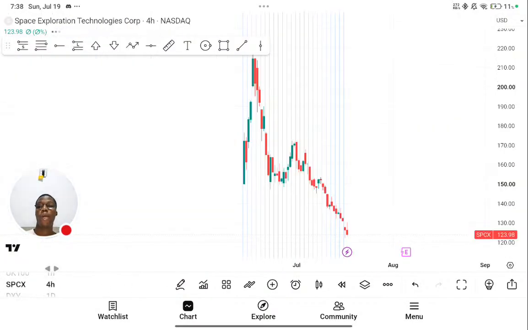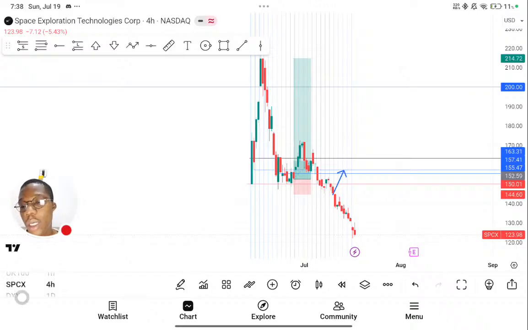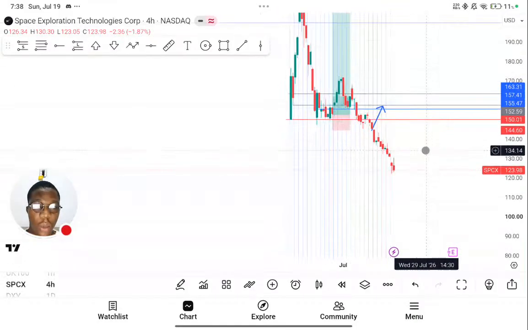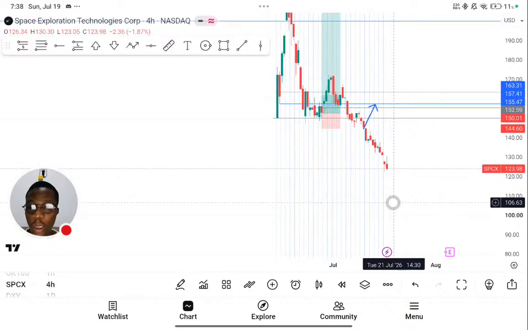Then that's by the way. We've been looking at the SpaceX stock and what is happening?